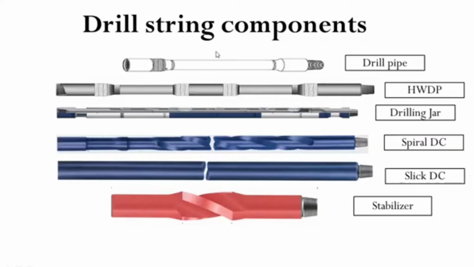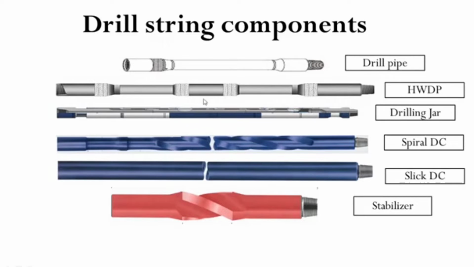Welcome back. So the first and basic component of drill string is drill pipe. This is hollow steel drill pipe with tool joint, pin and box. The drill pipe may be of different grade, weight and connection.